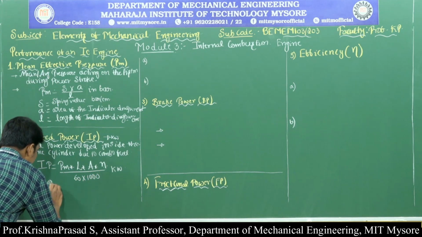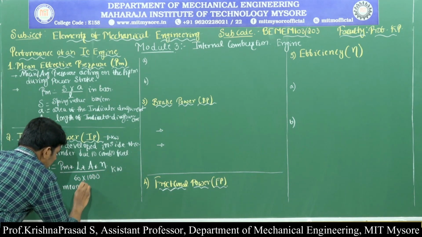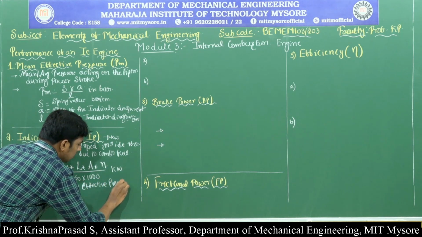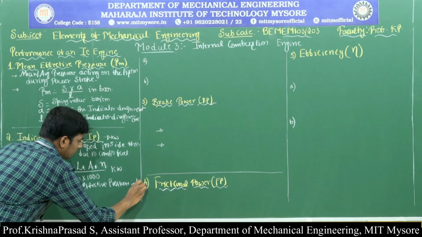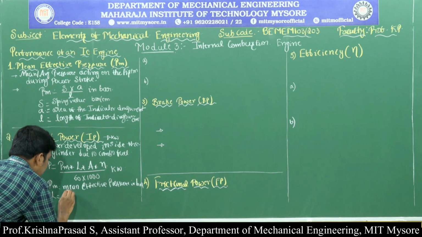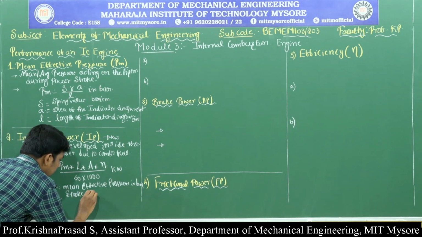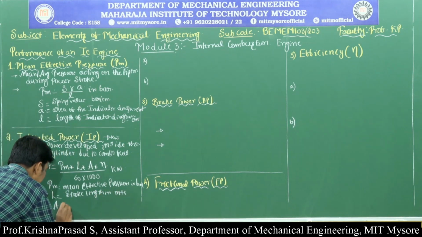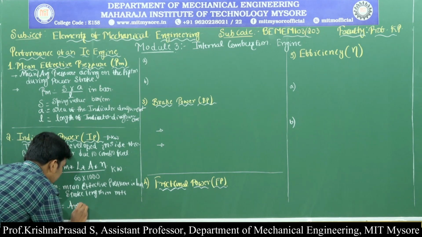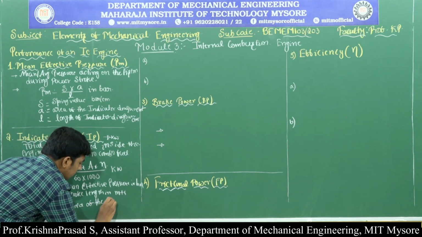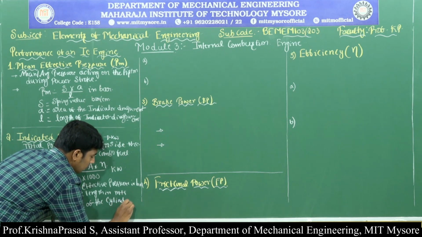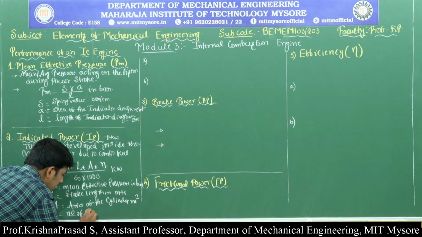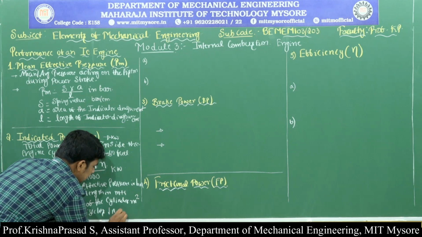Okay. So PM is nothing but, as we already know, mean effective pressure. PM is called mean effective pressure, in bar. L is nothing but stroke length in meters. A is nothing but area of the cylinder in meter square, and small n equals number of cycles per minute. Okay, number of cycles per minute.